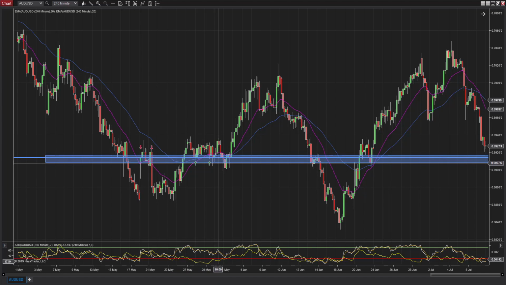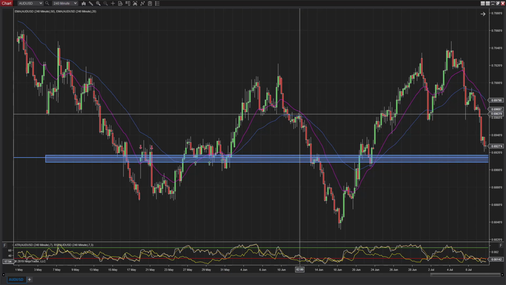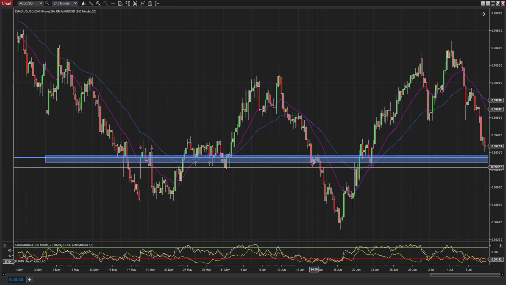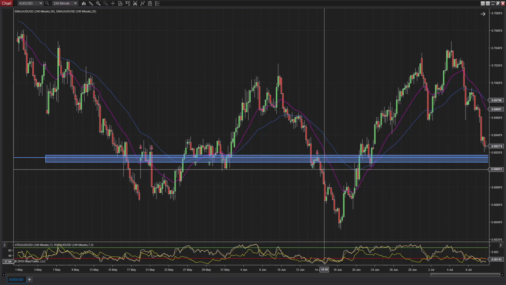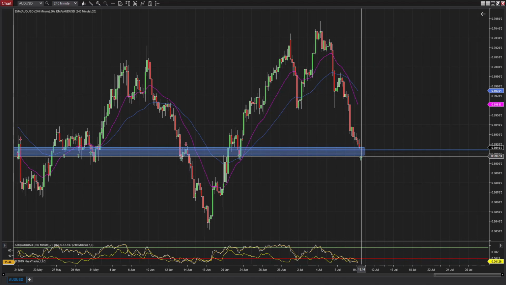It then becomes support, right? We then push all the way back down. It becomes support again, then it becomes resistance, then it becomes support, right? And we're approaching that level again right now.